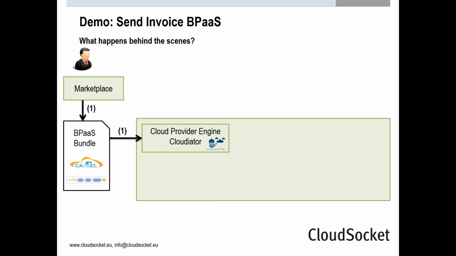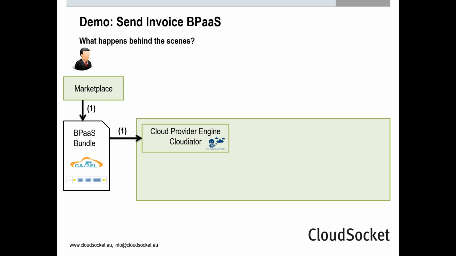As we've already seen, the user entered the marketplace, checked the available bundles, found a bundle, and deployed or purchased the BPaaS bundle in the marketplace, which triggered the BPaaS bundle deployment. The bundle is now sent to the execution environment, and the first or the receiving part of the execution environment is the cloud provider engine, the Cloudiator framework.